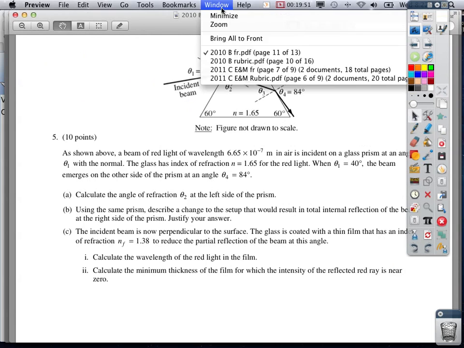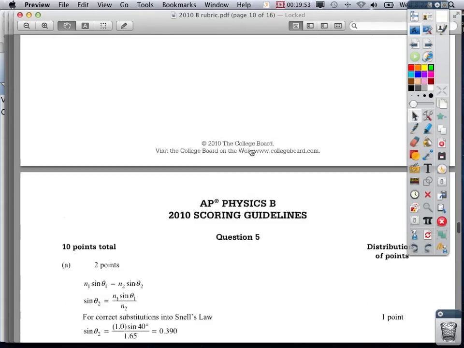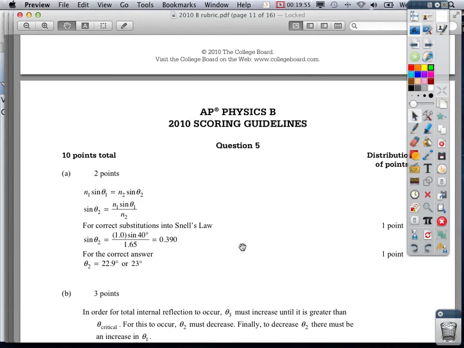So I'll just go like this, that way I don't have to use the calculator. And there we go. Sine theta 2 is 1 over 1.6 times sine theta 1. You get 0.39, then you do the inverse sine of that and you get your answer, 23 degrees.